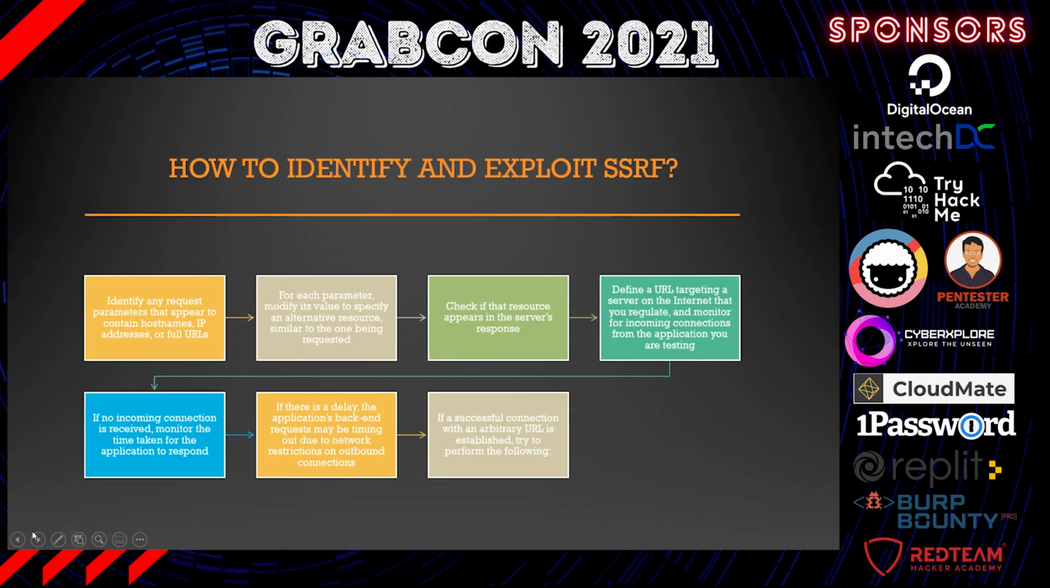So, how to identify and exploit SSRF? The first step is to identify any request parameters that appear to contain host names, IP addresses, or full URLs. The second step is, for each parameter, to modify its value to specify an alternative resource similar to the one being requested, then check if that resource appears in the server's response.